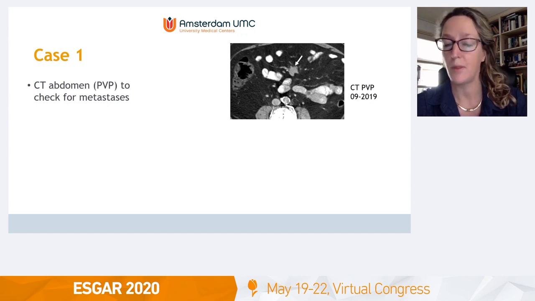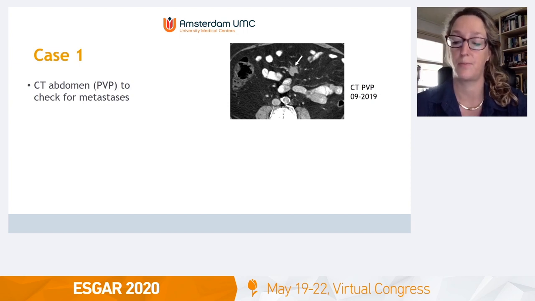Moving on. We did not know the diagnosis. Maybe you already knew, but we only stated there is a suspicion of malignancy. So therefore, a CT abdomen in the portal venous phase was performed to check for possible metastasis of this suspected malignancy. And on the image in the right upper corner, you see an axial slide from September 2019 with a white arrow indicating an irregularly formed mesenteric mass.